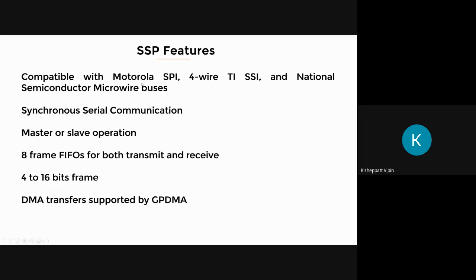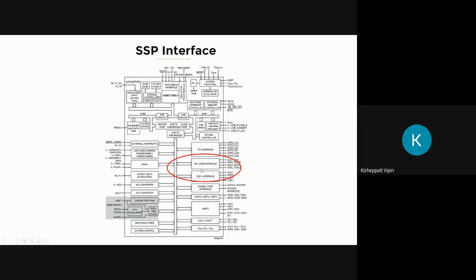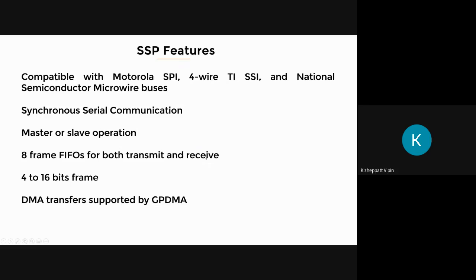With SPI, I mentioned, if you have a single slave, you can manage with four wires. If you have more than one slave, you will need 3 plus n: three are shared, and one slave select for each slave. Otherwise, all three protocols are synchronous serial communication, and each block can be configured either as master or slave. Most things are exactly the same as what we have seen for SPI. Here there is a difference: 8-frame FIFOs for both transmit and receive.